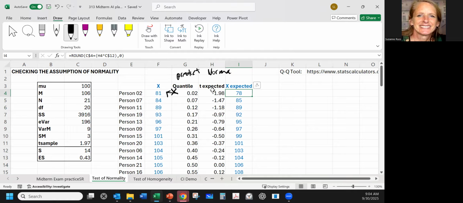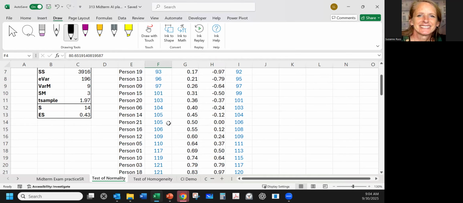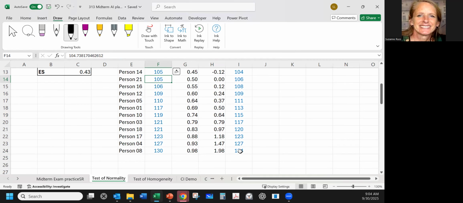And so if we had a distribution with these characteristics that was perfectly normal, the lowest ranked score would be a 78. We actually got an 81. The score right in the middle of the distribution at the 50th percentile would be a 106. We actually got a 105. The score at the very top would be a 134, and we actually got a 130.